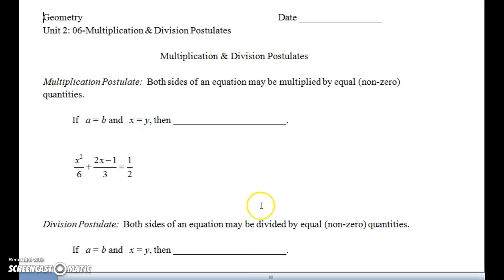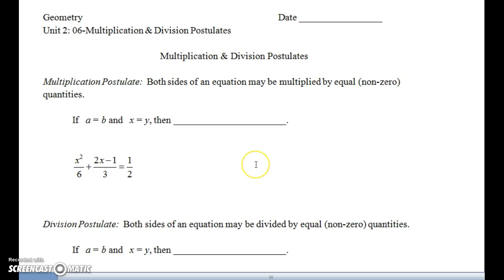This is Geometry Unit 2, Lesson 6 on the multiplication and division postulates. In the previous lesson, we talked about the addition and subtraction postulates, which basically says equal quantities may be added or subtracted on both sides of an equation. Well, the process is basically the same for multiplication and division postulates. You're just going to be using multiplication and division.